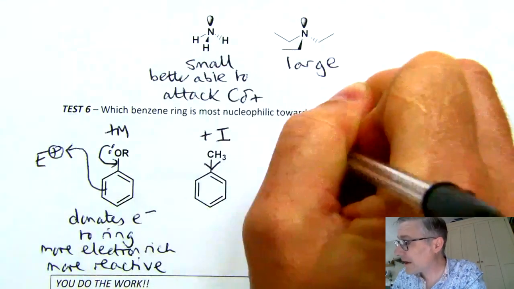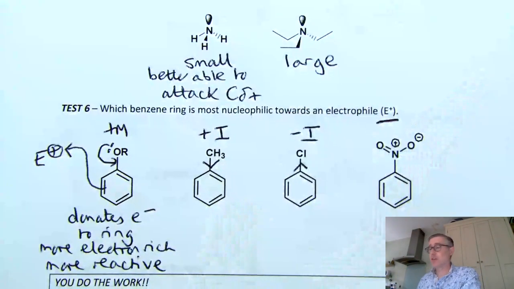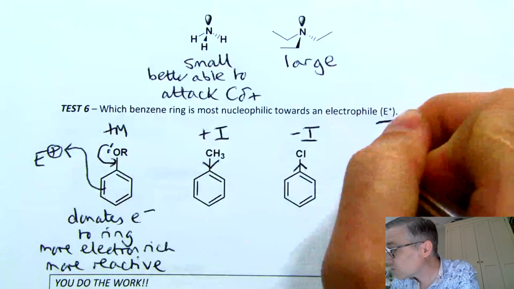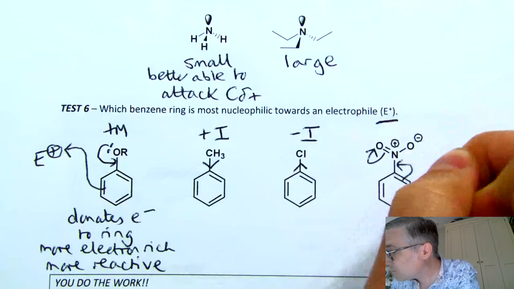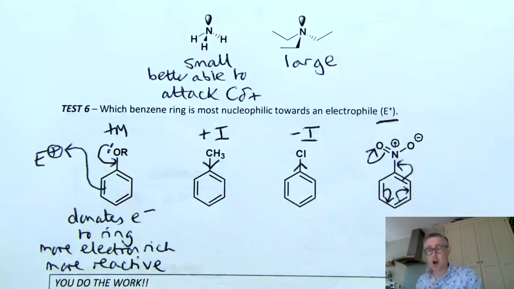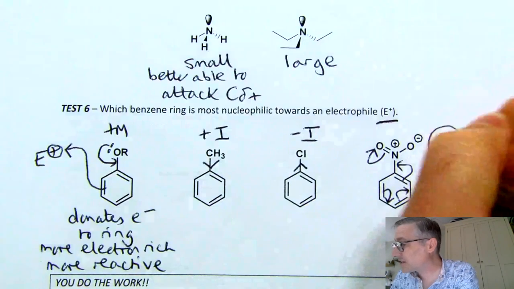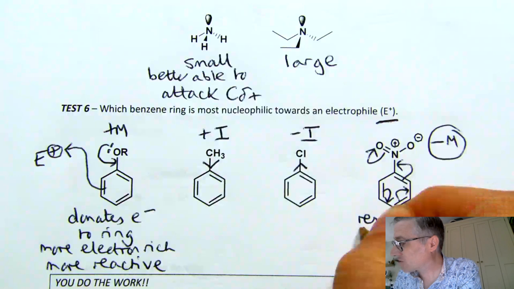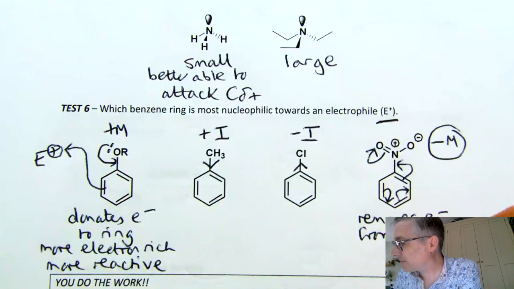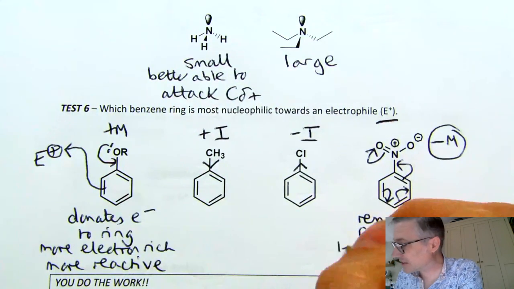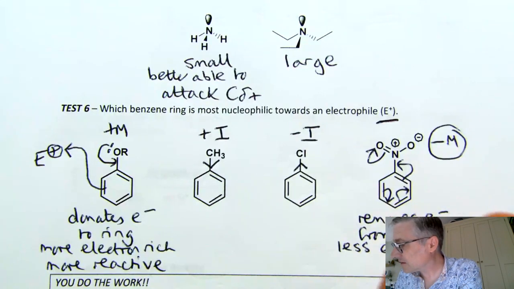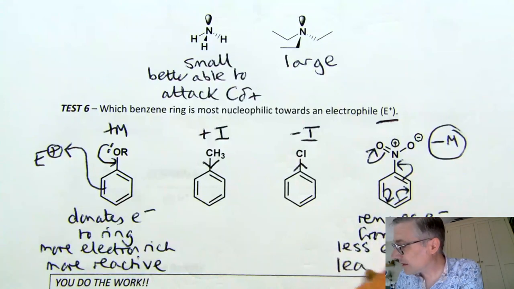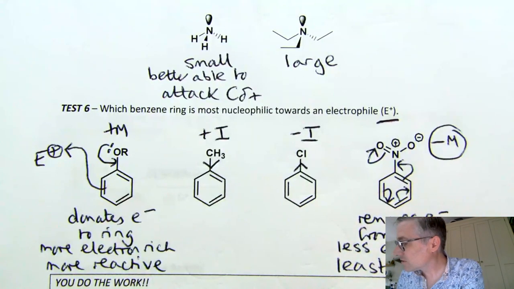The chlorine mainly has a minus I effect, so that begins to pull electron density away from the ring, and in the case of this nitro group, it really pulls electron density away from the ring. It's a minus M effect. It removes electrons from the ring. That means it's less electron rich. That means it's the least reactive.